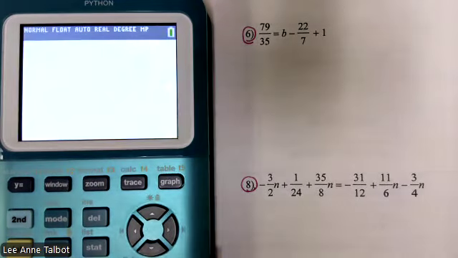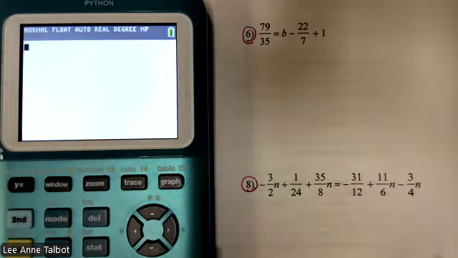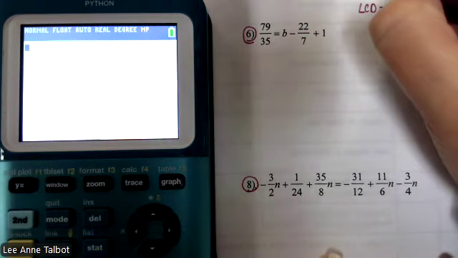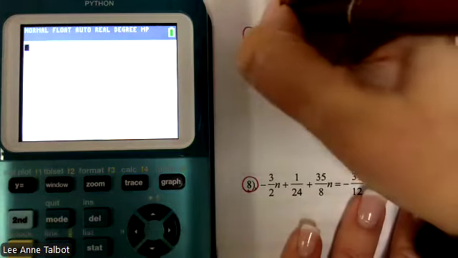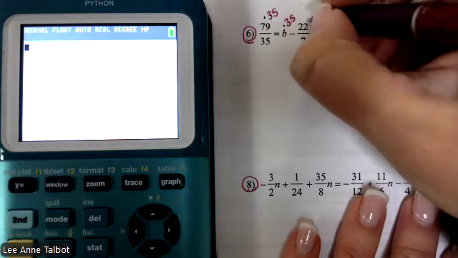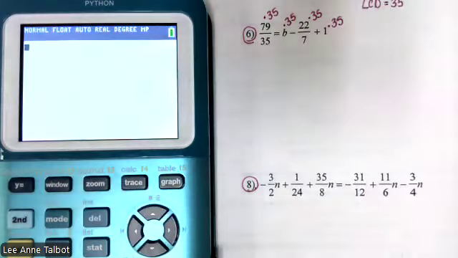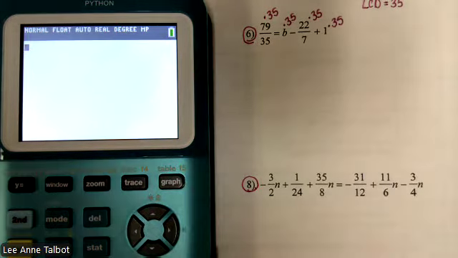Okay, let's start with number six. What is the least common denominator in number six? 35. Great job, 35. Okay, so times 35, times 35, times 35, times 35. Remember, you have to be fair to everybody. You have to multiply everybody by 35.